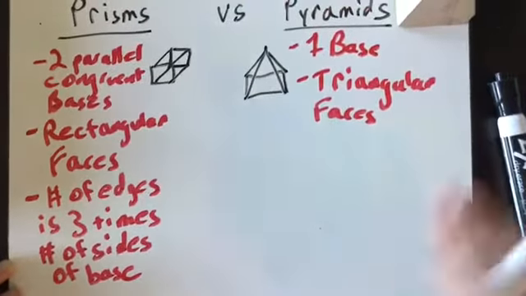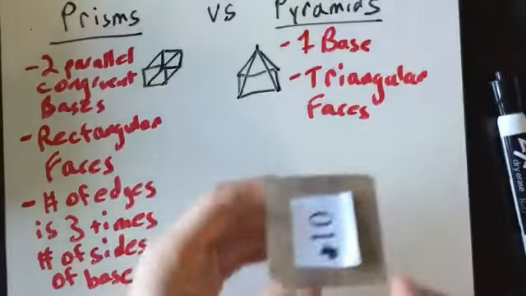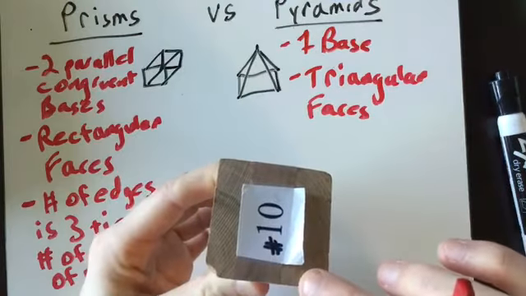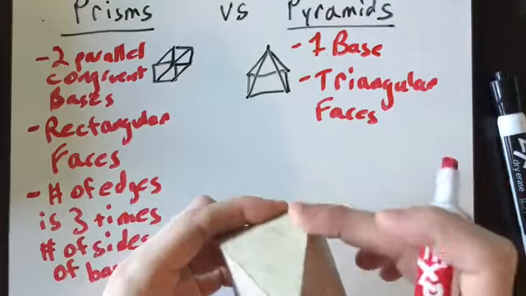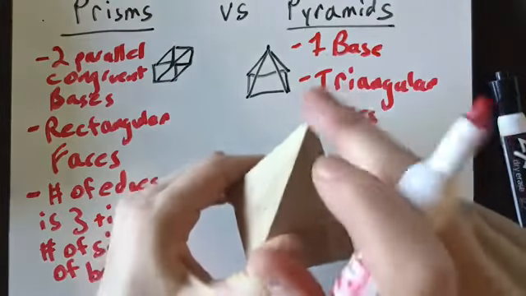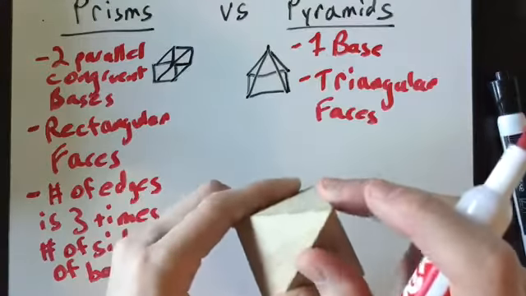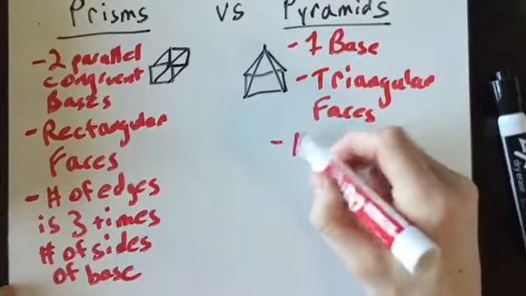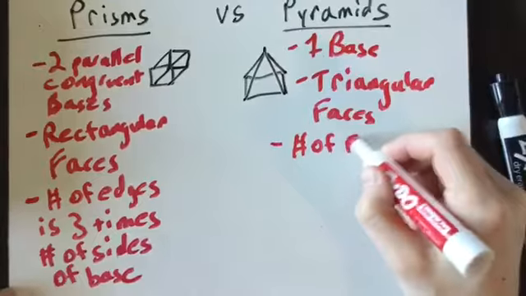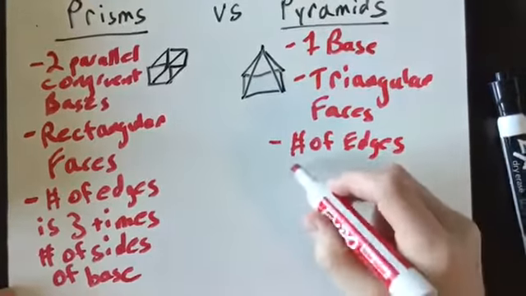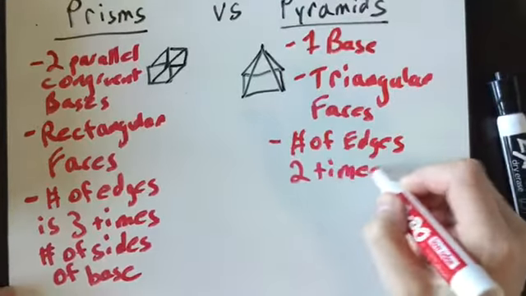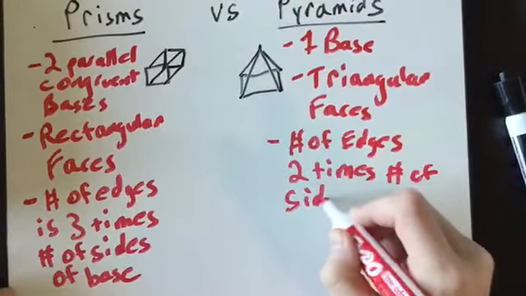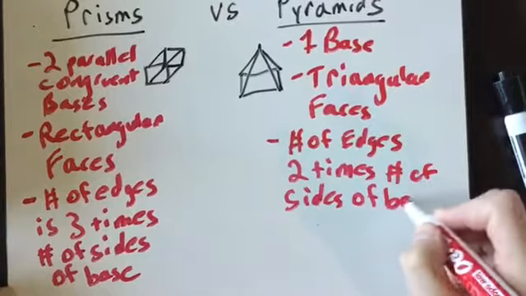On our pyramid, if we look at our square pyramid, the base has 1, 2, 3, 4 edges, and then another 1, 2, 3, 4 connecting to that top point, that top vertex. So a total of 8 edges. On our pyramid, number of edges is 2 times the number of sides of the base.